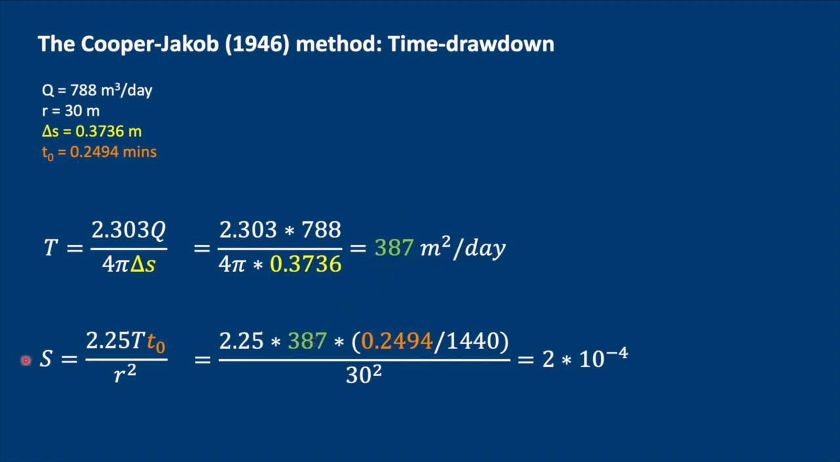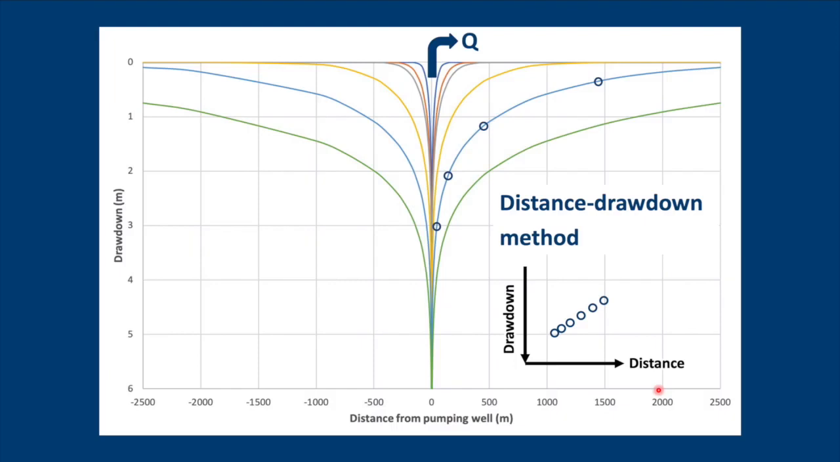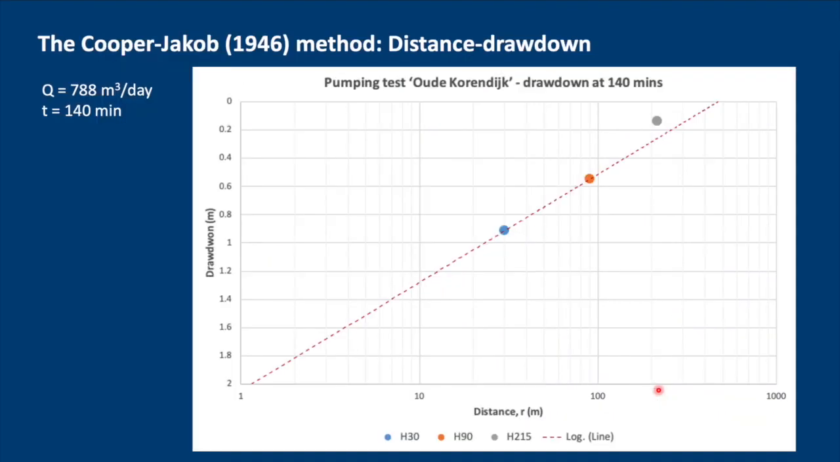So we cannot calculate storativity before we calculate transmissivity. Also, please notice that t0 is in minutes, so we have to divide it by 1440 to get it all into consistent units, i.e. days. We have a storativity of 2 times 10 to the minus 4, so we can say that it is a confined aquifer.